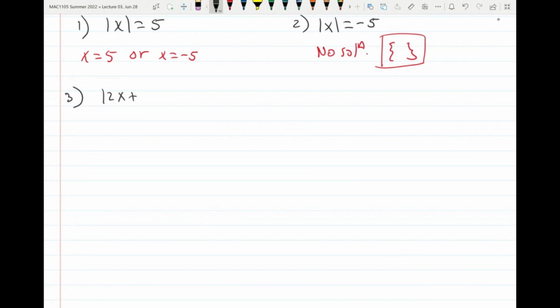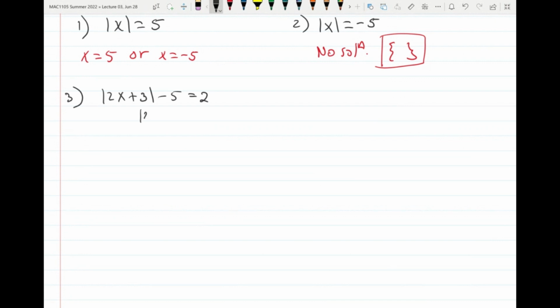But that kind of illustrates what's going on. So let's say that we have something like this. We want to take advantage of this idea. So the first thing that we want to do is we isolate the absolute value. Okay?